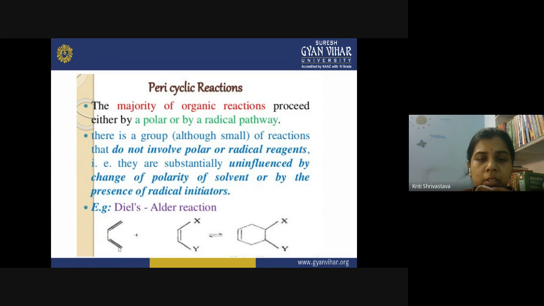Here we have two pi bonds, and here we have one pi bond. So in this system, what happens? In place of two pi bonds, now in the product we have only one pi bond. So at the expense of two pi bonds, we have one pi bond, and a new sigma bond is formed. So this is the most common example of a pericyclic reaction, the Diels-Alder reaction.